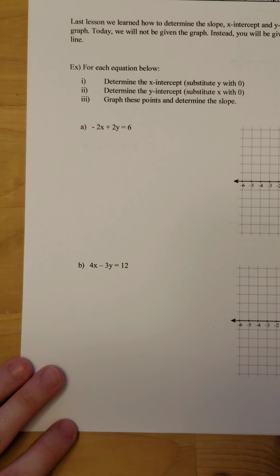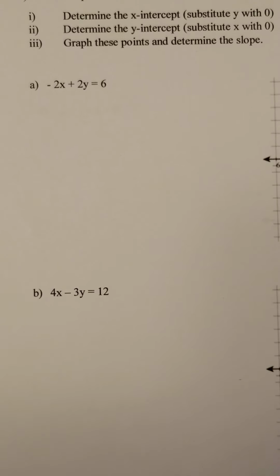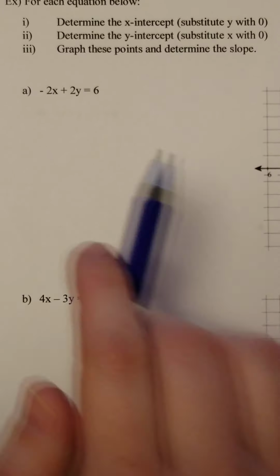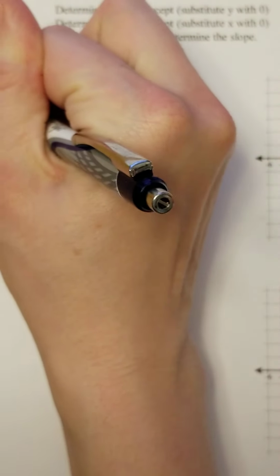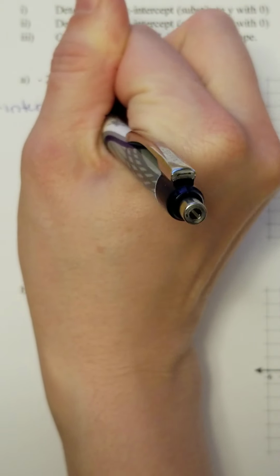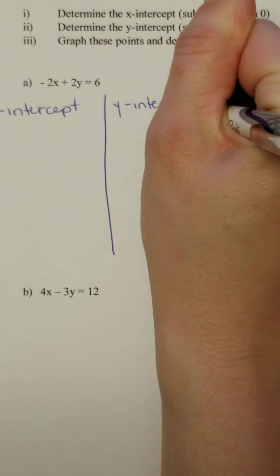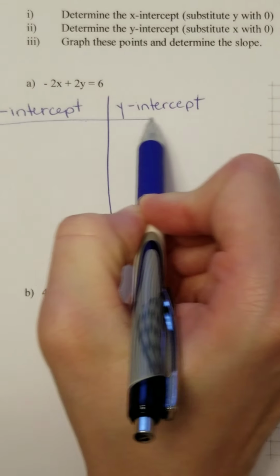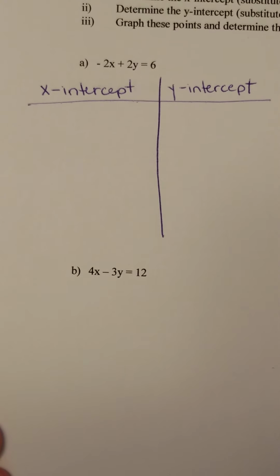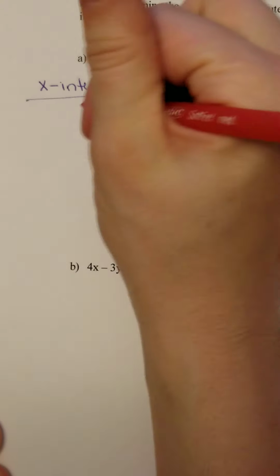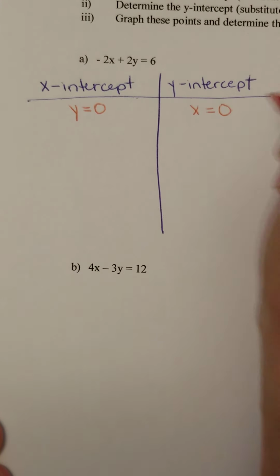So I'm just going to zoom in on this section here. I'm going to show you the work of finding the x-intercept. So this is the first thing I'm doing. Number 1 here, determine the x-intercept, substitute y with 0. I'm going to create a table, a little t-chart for you. I'll find the x-intercept on the left side, and I'll find the y-intercept on the right-hand side. To find the x-intercept, like I said, we have to replace y with 0. For the y-intercept, we have to replace x with 0.